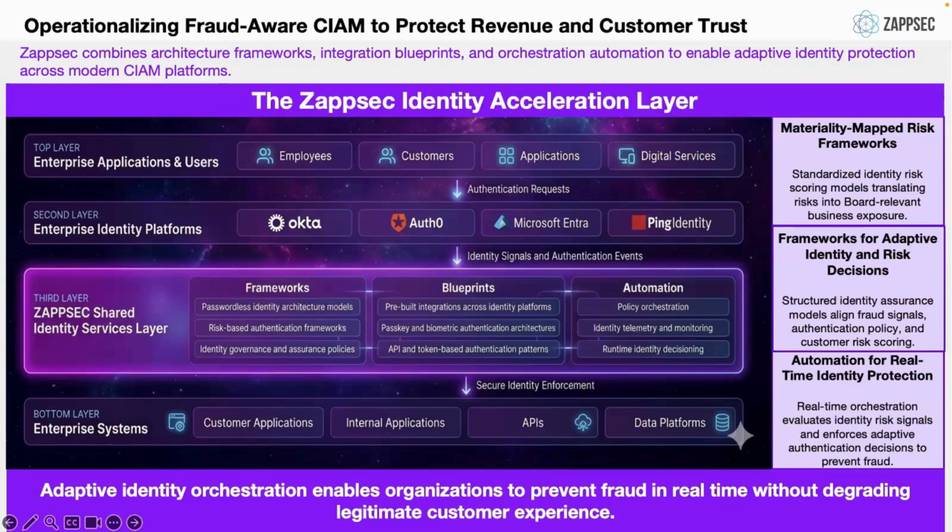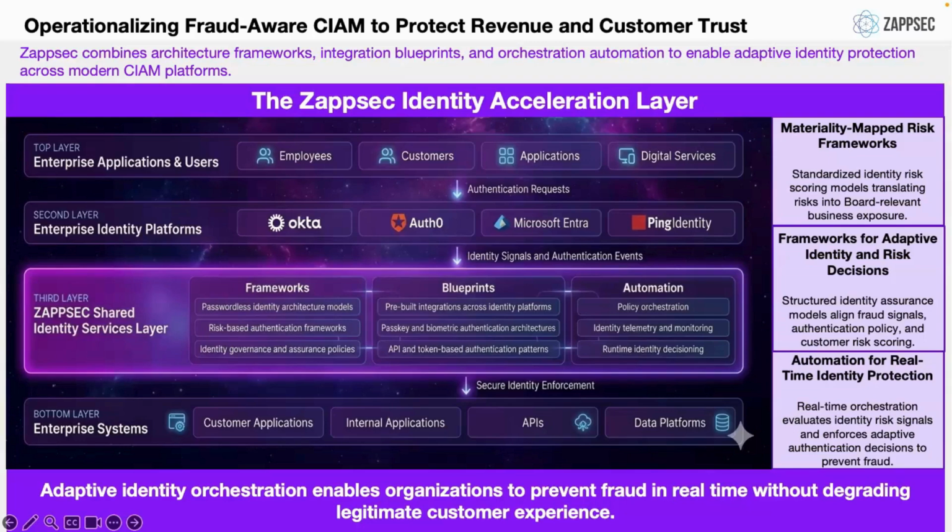Secondly, our delivery is very structured. It's not manual and ad hoc. So we bring frameworks that define the identity orchestration patterns and the fraud-aware authentication policies. We come with blueprints that give teams proven and implementation-ready architectures for adaptive identity management, and these come from real enterprise engagements.